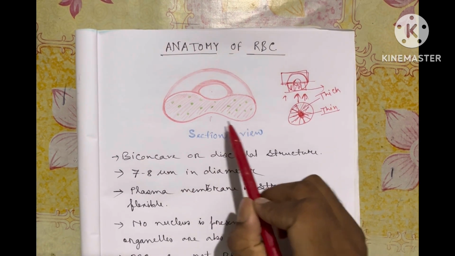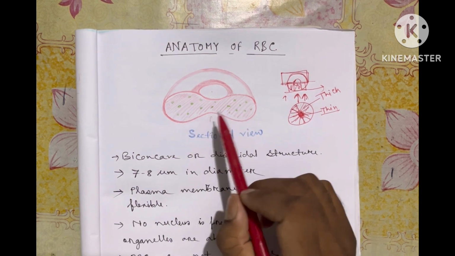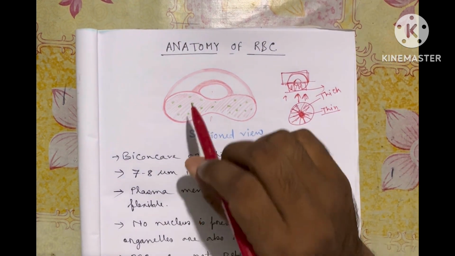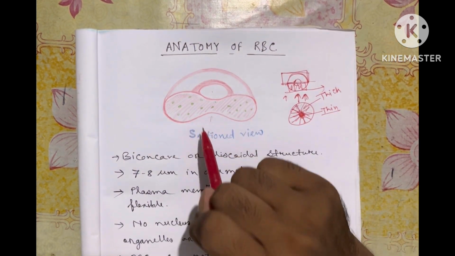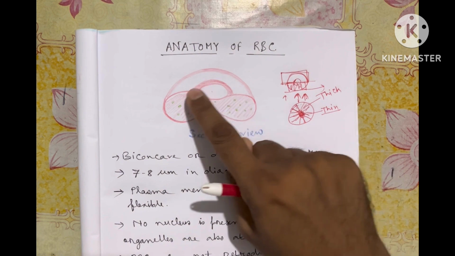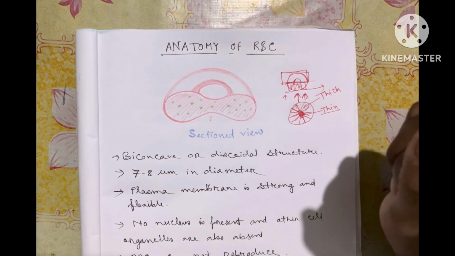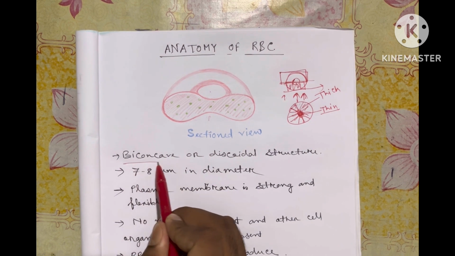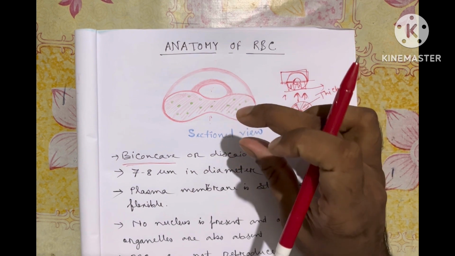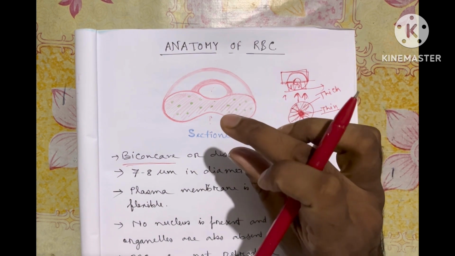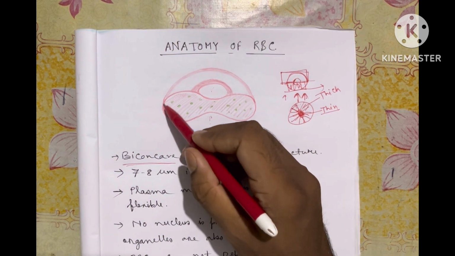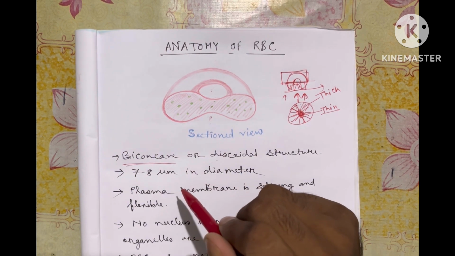From the side view, our RBC looks almost like this. It is a section view, meaning we have removed one section and this is the other half, and in this half, if we see from the side, then our RBC looks like this: the side portion is thick and the middle portion is very thin. So that's why it is called biconcave. Biconcave means from both sides the middle portion is concave, meaning bent, narrower, or you can say it is discoidal. It is a disc-like structure. That's why it is called discoidal.